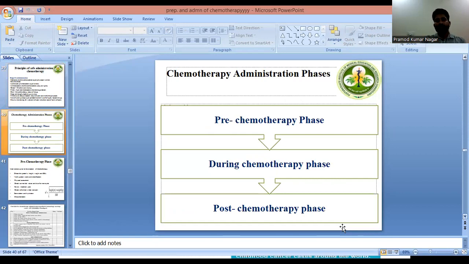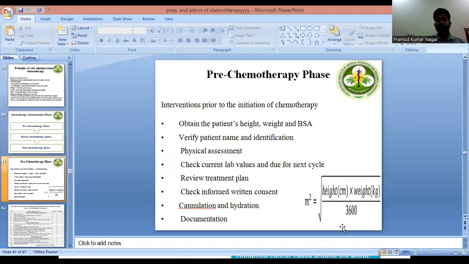In the chemotherapy preparation, there are three phases: pre-chemotherapy, during chemotherapy, and post-chemotherapy. In the pre-chemotherapy phase, obtain the patient height, weight, and BSA. Verify patient name and identification. Physical assessment should be done by the nurses.